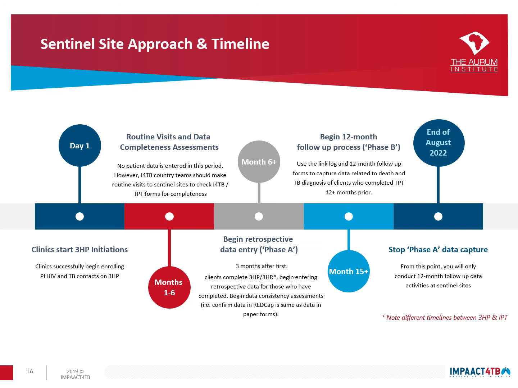Then we will also collect phase B data, and we said phase B data will be collected 12 months after completing treatment. So if you then add the 3 months during which people will be on treatment, this is basically 15 months from the point clients are initially initiated on 3HP. So 15 months later, we will start phase B data collection. And for this, just to reiterate that we will use the link log to identify the correct patient records. And we will capture data related to death and TB diagnosis that may have occurred during and after completing treatment.